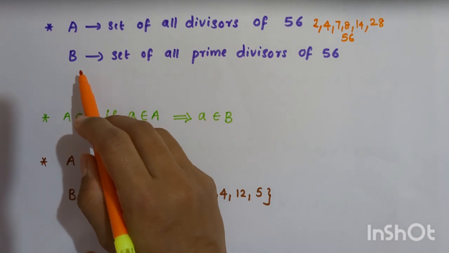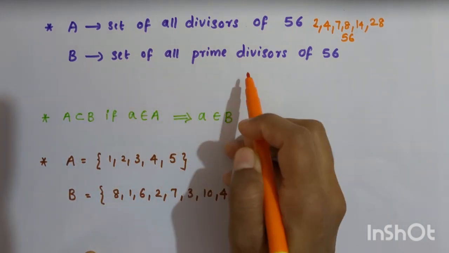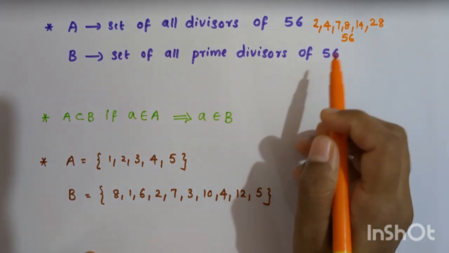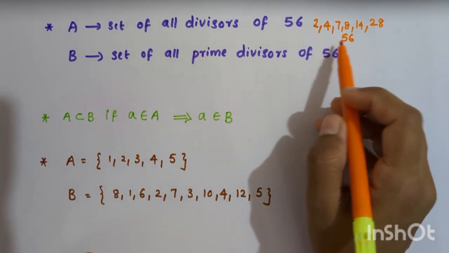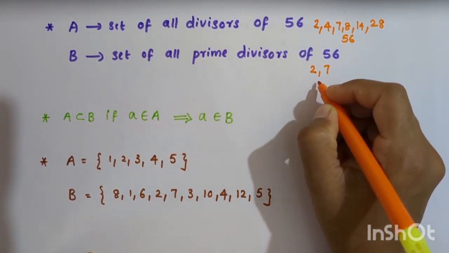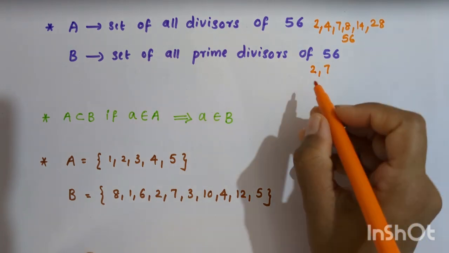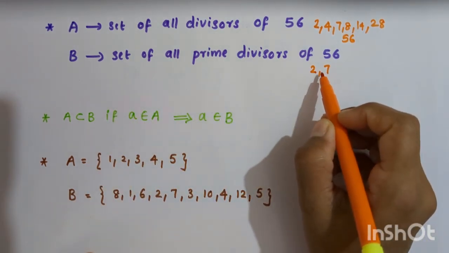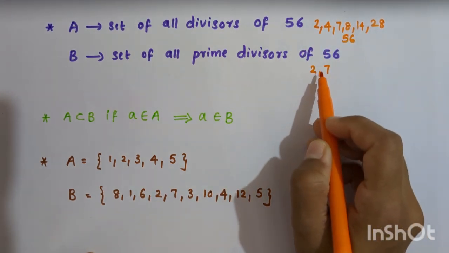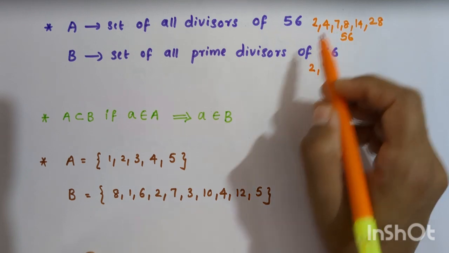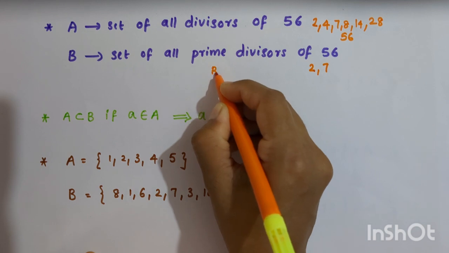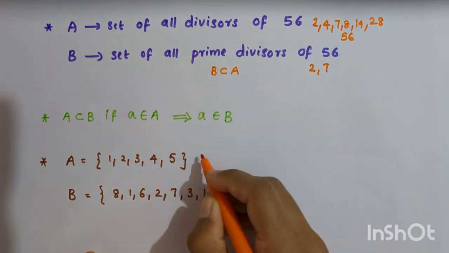Now we have another set B, which is a set of all prime divisors of 56. So these are the divisors of 56. Now which are the prime divisors of 56? We just want to consider the prime numbers from this. You see, 2 is a prime number, 7 is a prime number. So here you can see that the elements in set B are already elements of set A. So elements of set B are contained in set A. So we can say that set B is a subset of set A.